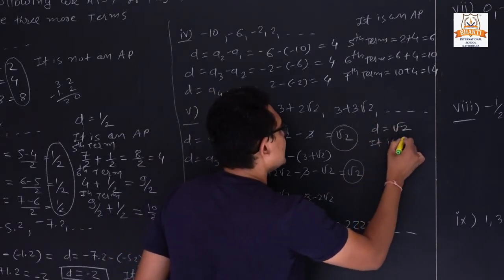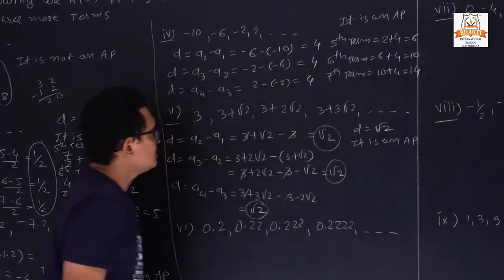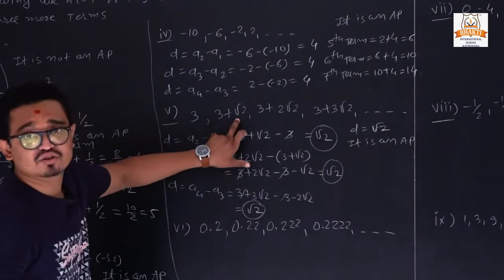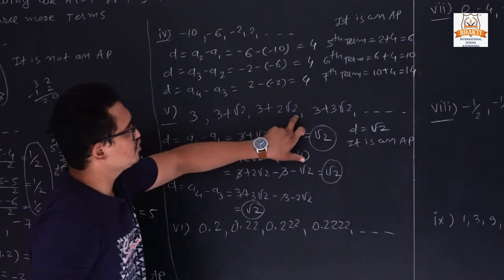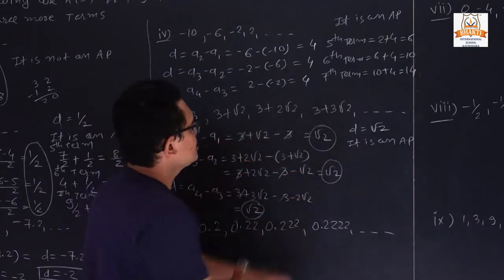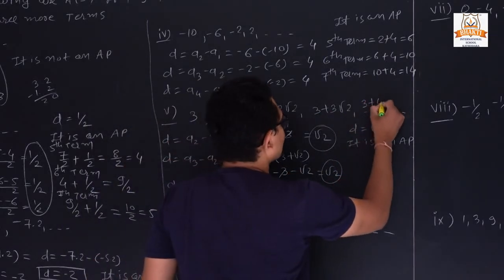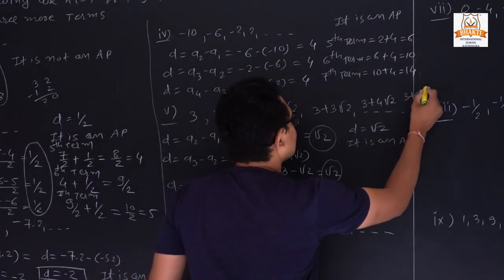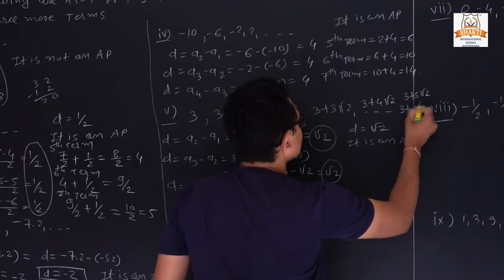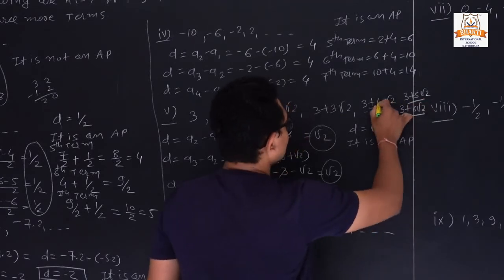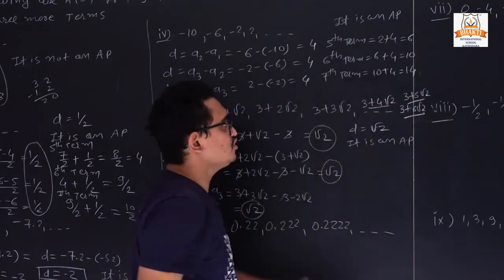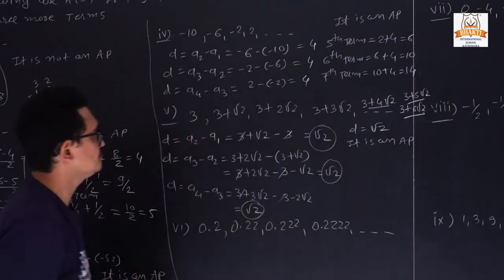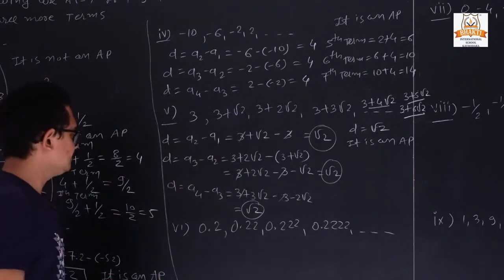So it is an AP. See that pattern: 3 plus root 2, then 3 plus 2 root 2, then 3 plus 3 root 2. So what is the next term? 3 plus 4 root 2, then 3 plus 5 root 2, and 3 plus 6 root 2. So the next 3 terms are what? The 5th term is 3 plus 4 root 2, then 3 plus 5 root 2 and 3 plus 6 root 2. We can directly write that down.